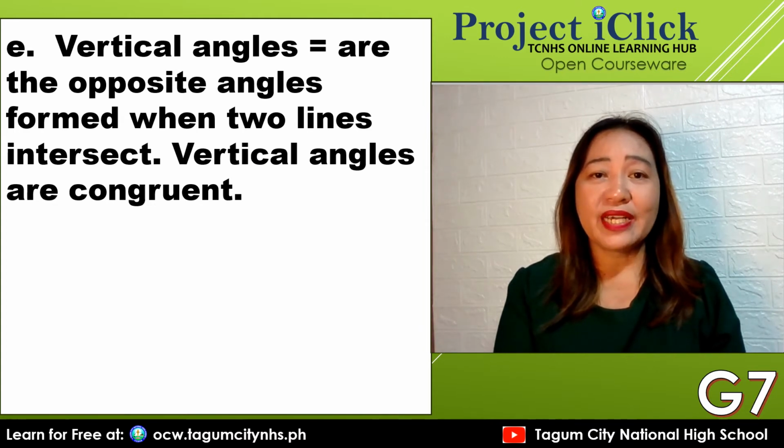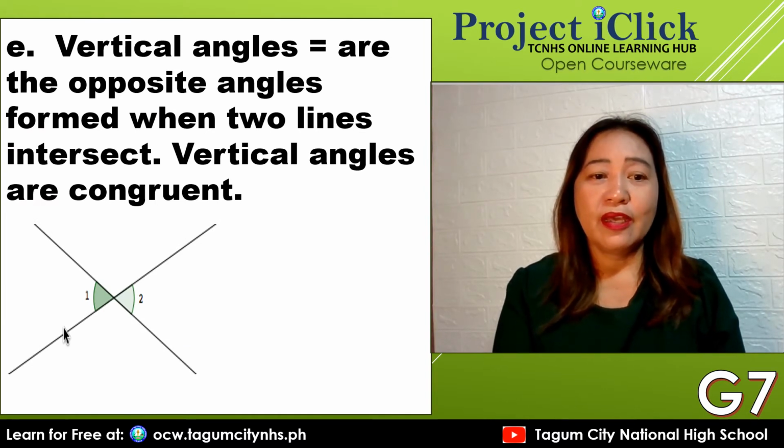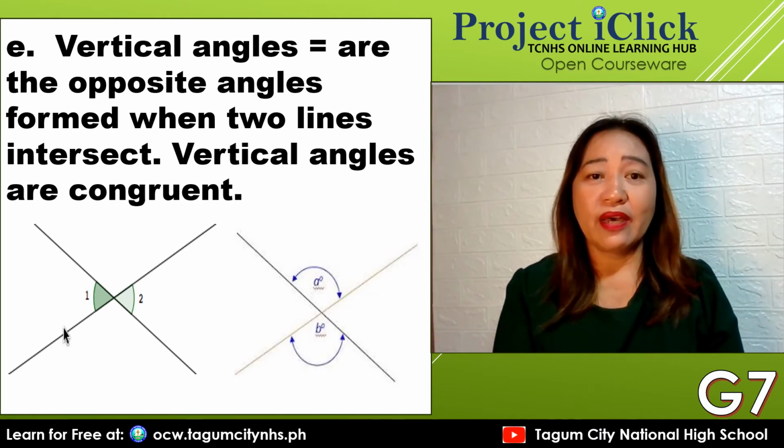Next we have vertical angles. These are opposite angles formed when two lines intersect. Vertical angles are said to be congruent angles. So in this example, two lines intersect with each other. There are four angles formed. In this figure, it shows that angle 1 and angle 2 are vertical angles. Next, angle A and angle B are also vertical angles.